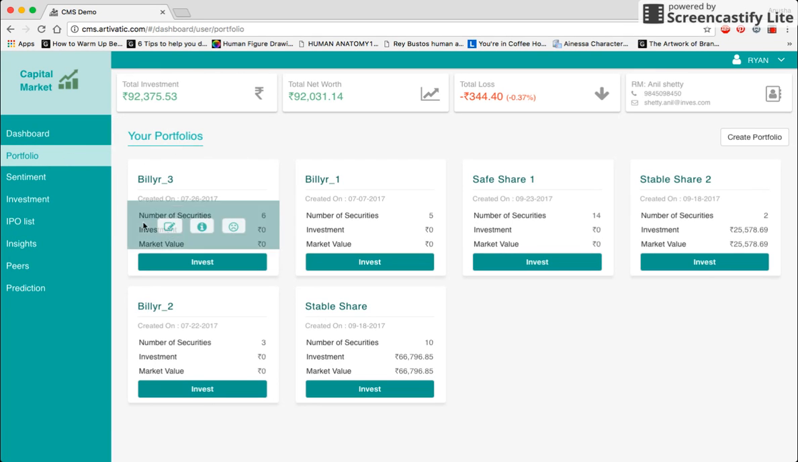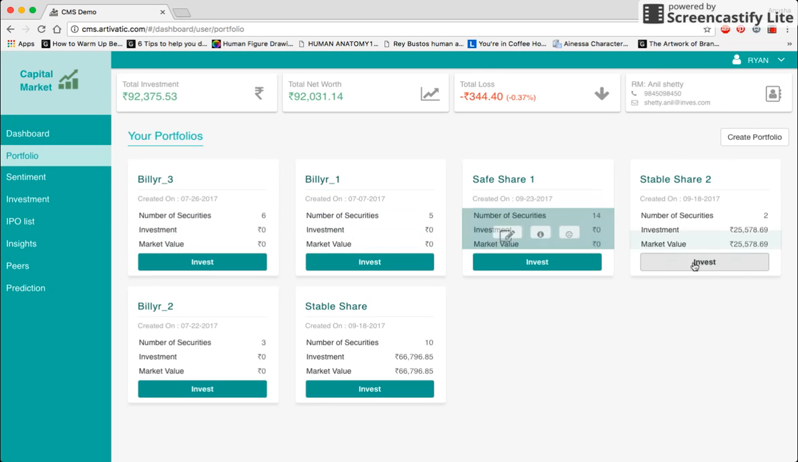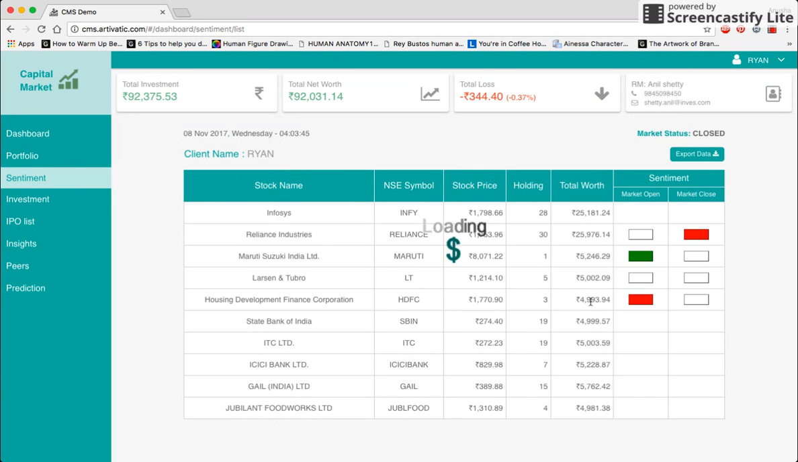As we can see on the portfolio page, our investor has many portfolios, but only 2 of them are active. We can also see the sentiment of each company at market open time and market close time, and it is tracked according to other people who have posted on Twitter. The green denotes positive reactions, while the red denotes negative reactions, and the white denotes a lack of information on the particular company.